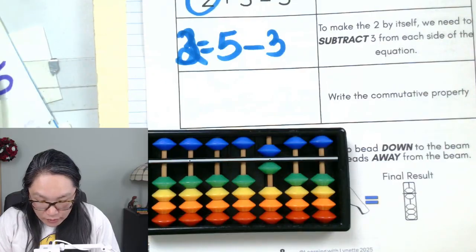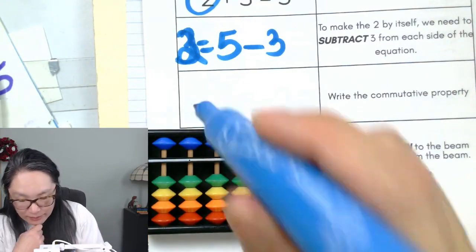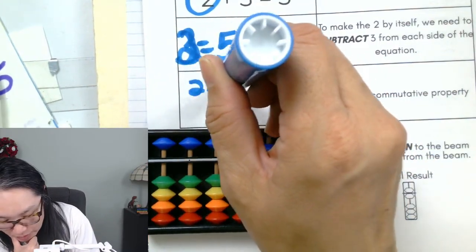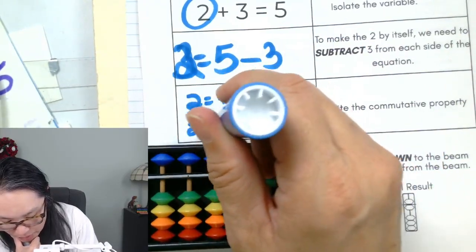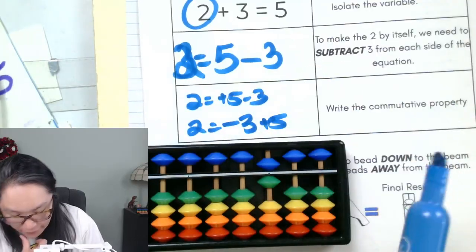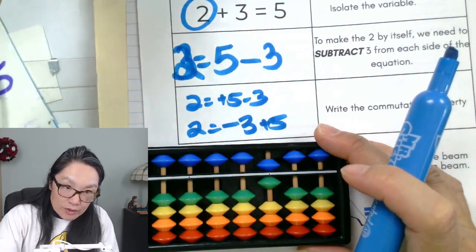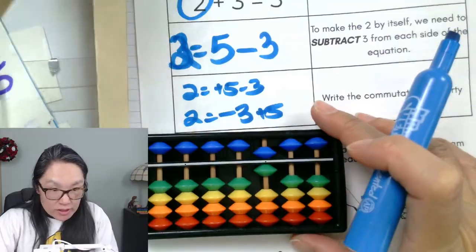Now, if you notice, we have the commutative property. What does that mean? Well, we can do 2 is equal to plus the 5 minus 3, or we could say 2 is equal to minus the 3 plus the 5. That's what commutative property means, because we can switch these two.